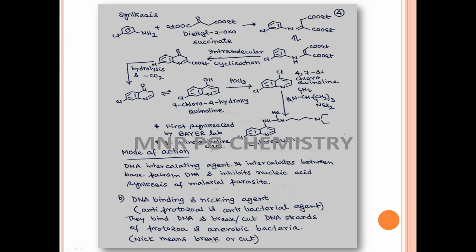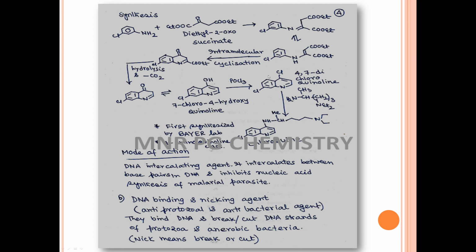Now this quinolone will undergo tautomerization. So we will get the quinoline, that is 7-chloro-4-hydroxyquinoline. When it is treated with POCl3, this OH will again get replaced by Cl, so we will get the dichloro compound.